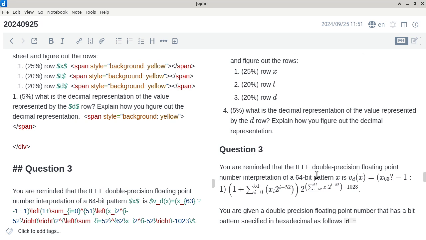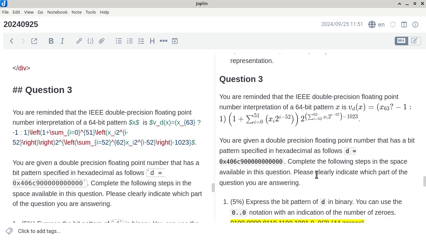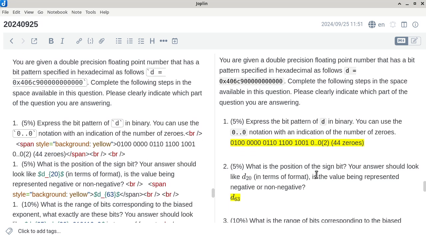The question 3, number 2. Number 2. Because we count from 0. The rightmost bit is bit 0. I forgot. Okay. Sorry. That's okay.